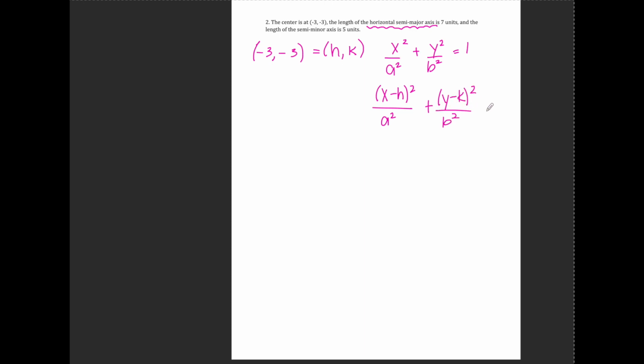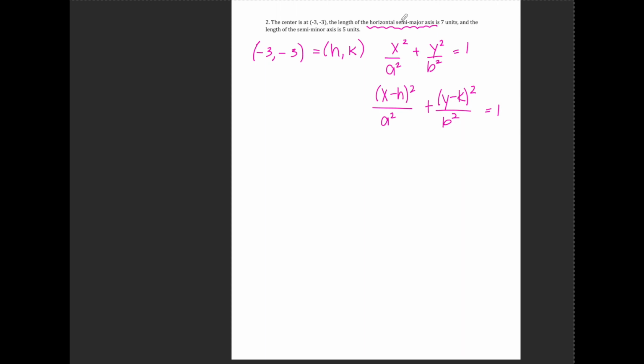Number 2, the center is at (-3, -3). The length of the horizontal semi-major axis is 7 units, and the length of the semi-minor axis is 5 units. So if the center is (-3, -3), that gives me my h value and my k value. The horizontal semi-major axis means that the major axis is horizontal, so this is going to be an x type. So this is going to be x squared over a squared plus y squared over b squared equal to 1. Since this center is not at the origin, I'm actually going to write this as (x minus h) squared over a squared plus (y minus k) squared over b squared equal to 1.